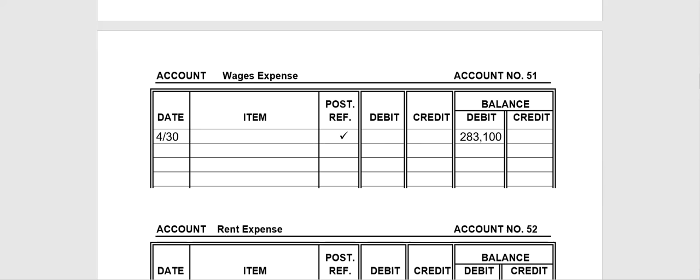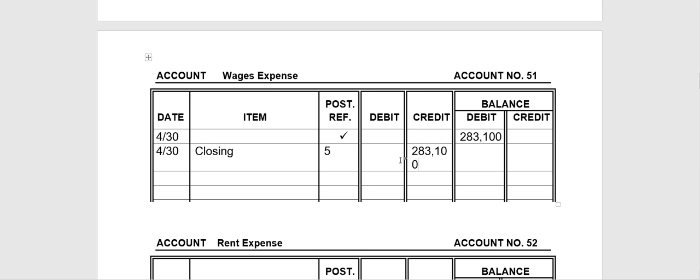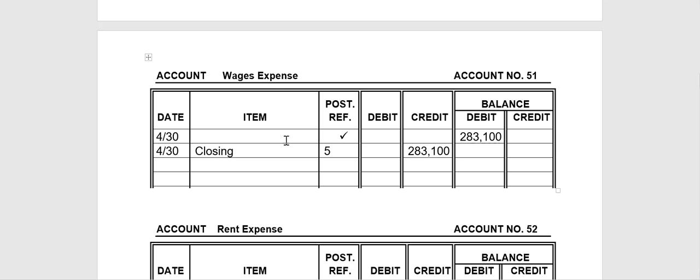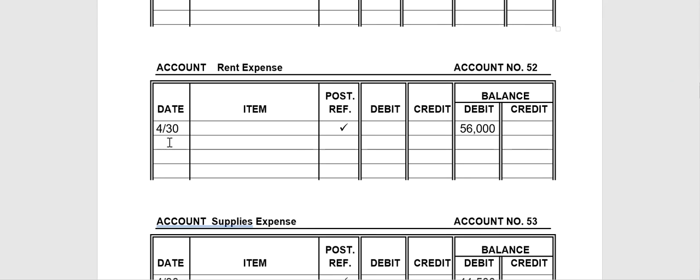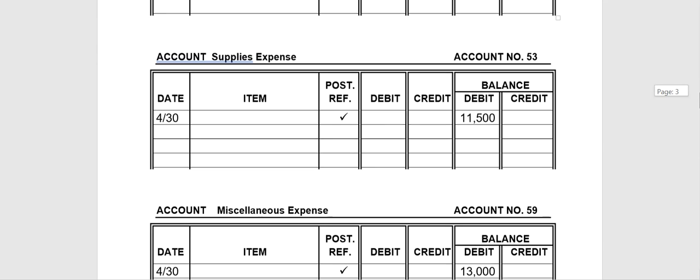We also have to close out all of our expenses. So on 4/30, we have a closing entry that happened on page 5. We're crediting it for $283,100. We know a debit balance and a credit transaction, opposites subtract. It makes our balance 0. We've now closed out that account. We'll do that same process. Credit the account for $56,000, making the balance in the account 0. We've closed out rent expense.